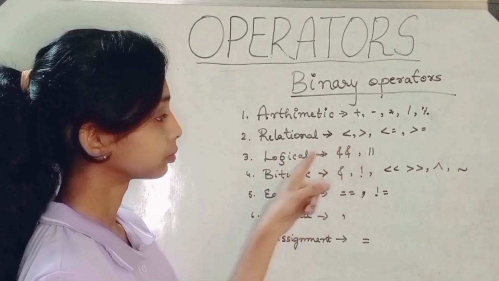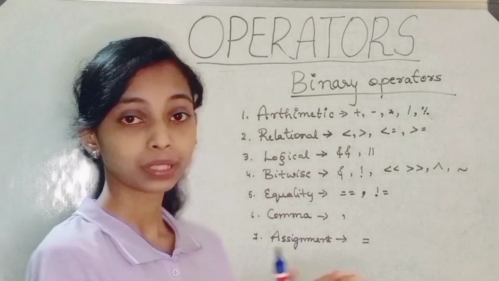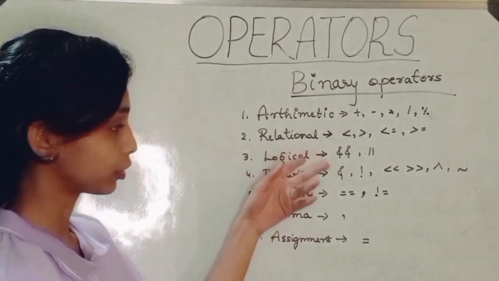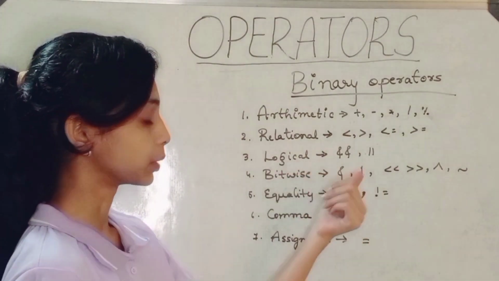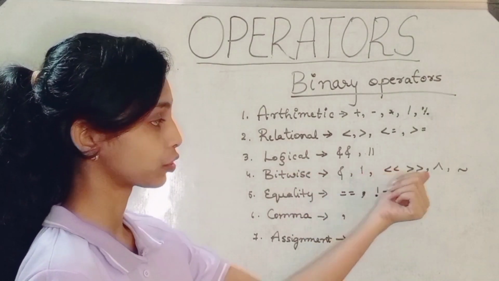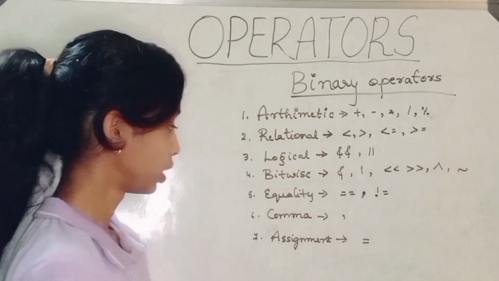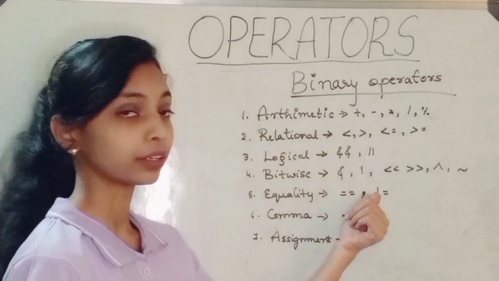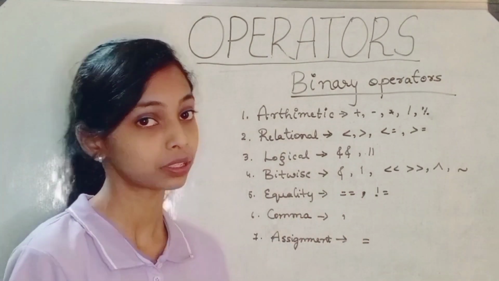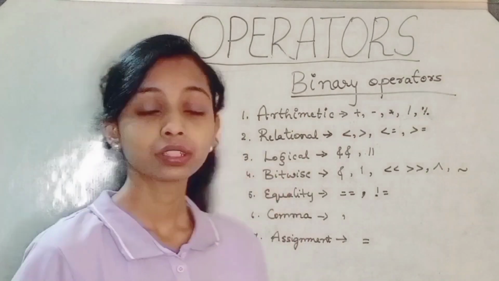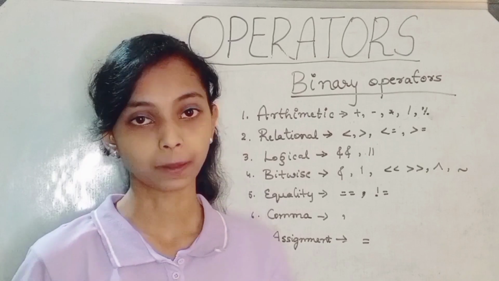We have relational operators: greater than, less than, greater than or equal to, less than or equal to. Coming to logical AND and logical OR, and bitwise AND, bitwise OR, right shift, left shift, bitwise XOR, and the bitwise negation. Coming to equality, we have equal to and not equal to, comma operators and assignment operators. The equal operator is called the assignment operator. So these binary operators, in the upcoming video, let us discuss one by one in detail.